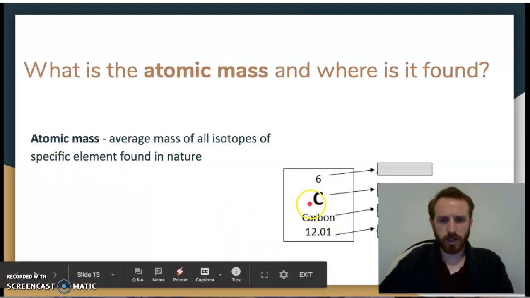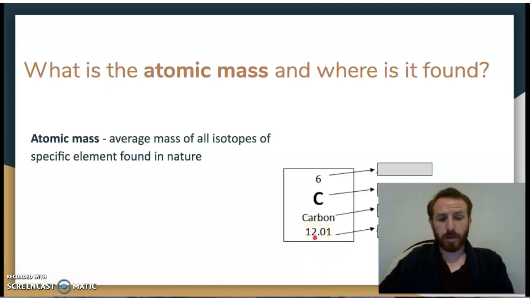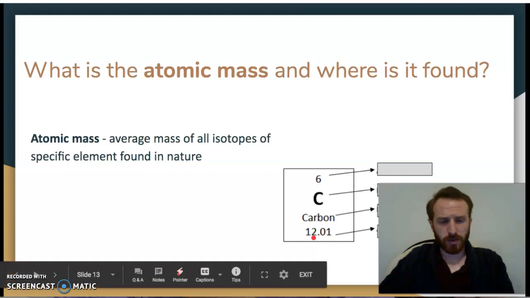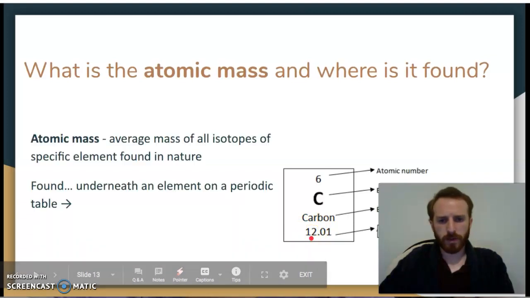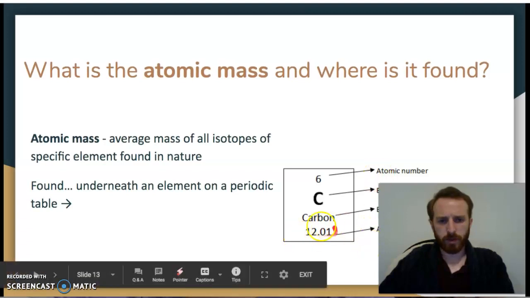For example, carbon. Isotopes of carbon that exist in nature are carbon 12, carbon 13, and carbon 14. I don't think there's carbon 11 though. Of all the carbon atoms in the world, there's a certain percentage that are carbon 12, carbon 13, carbon 14. The average mass of all of those comes out to be 12.01. So the majority of carbon in nature is the carbon 12 isotope. So we get this value of 12.01, and that is the atomic mass.